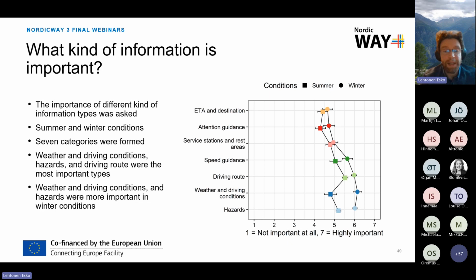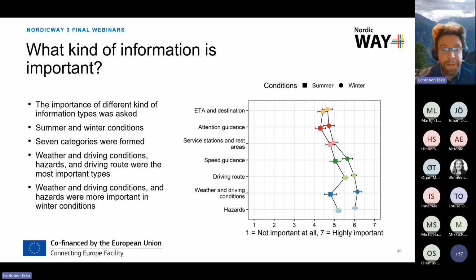This is quite self-evident. It's of course weather. Is the road slippery, etc. And finally, there was the 7th category, hazards. That means, for example, if there's some accident ahead. So here we see that basically all the categories were rated quite important. They were all above 7, which was the neutral. And overall we see that in the winter conditions, all the ratings are a little bit higher, but especially for the weather and driving conditions and for the hazards.